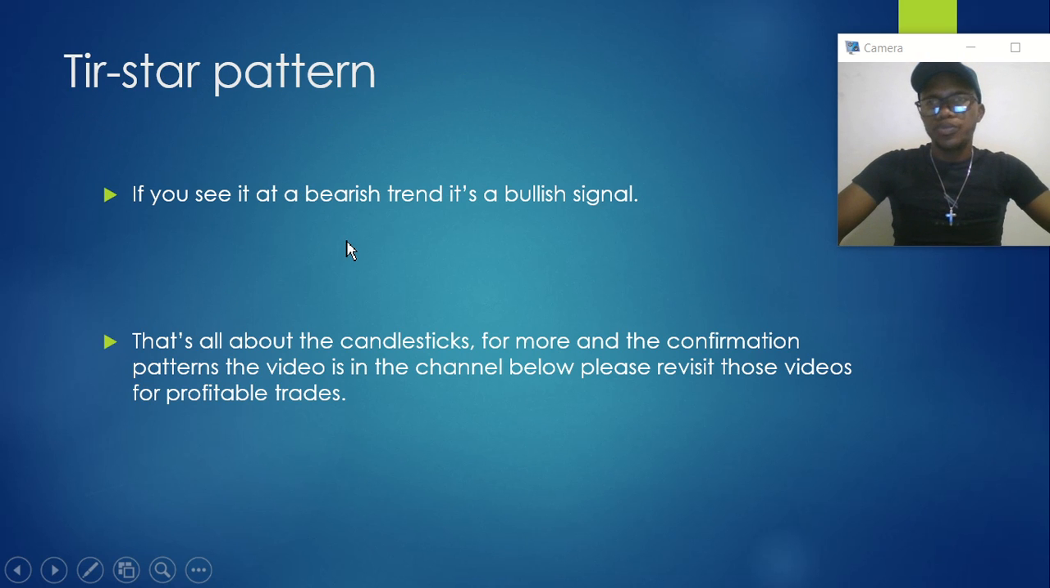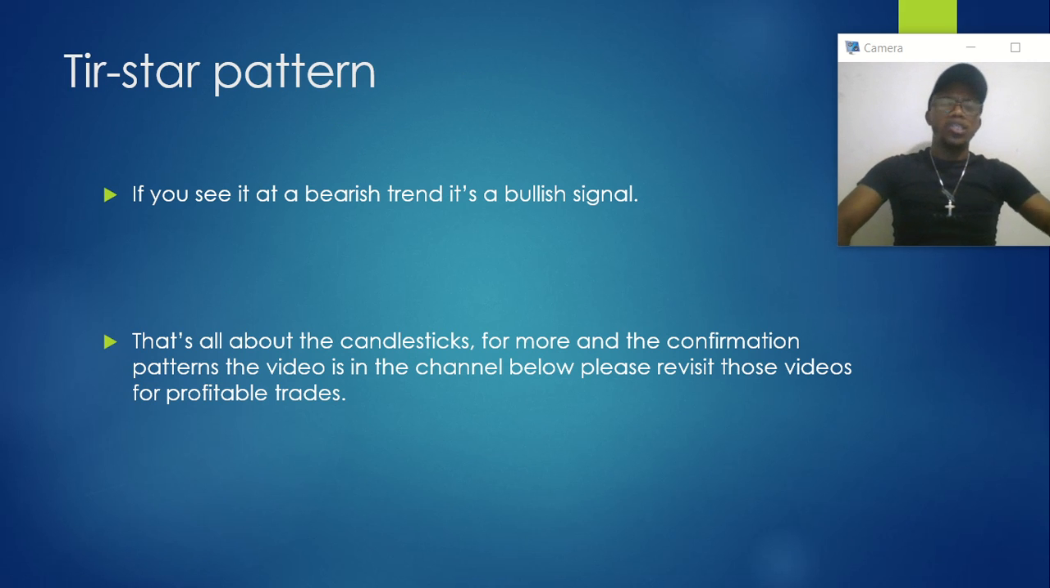There are also what we call the Tri-star patterns. If you see one at the end of a bearish trend, it's a bullish signal. So that's all about the candlesticks.